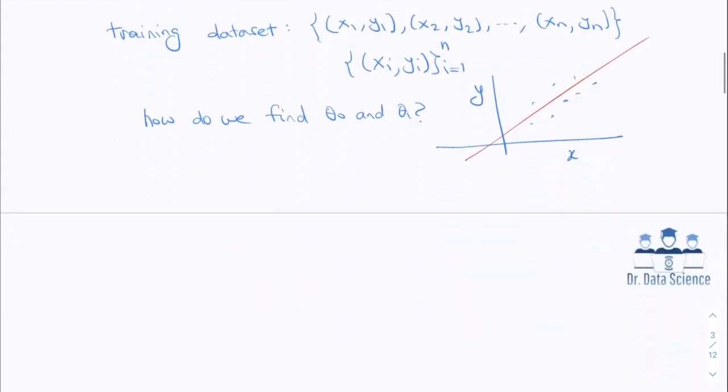So now we have to define the cost function. The cost function is what we want to minimize to find these parameters theta 0 and theta 1. One thing that is very obvious here is that in a linear regression problem, we want the predictions to be as close as possible to actual output values. So what this means is that for each data point, we want yi to be as close as possible to the predictions that we find using this equation.